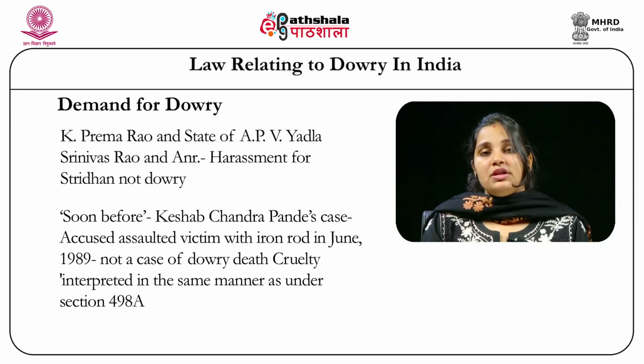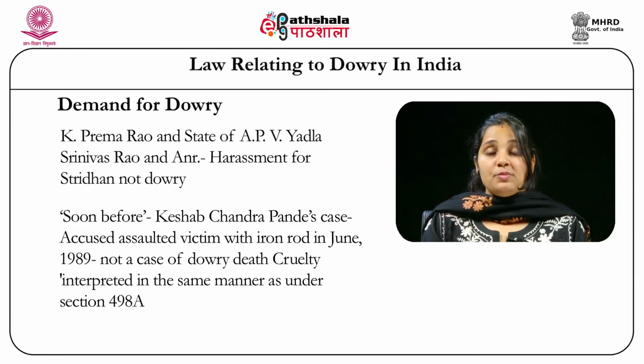However, after leaving the woman in her parents' house, a fortnight after that, she returned to the husband's house, and 2 days after returning to the husband's house, she committed suicide. So, the question in this case was, would this situation amount to dowry death? Is it a situation of dowry death, or is it just a situation of suicide by a woman? And interestingly, the court in this case held that this is not a situation of dowry death, because the assault was made way back in 1989.